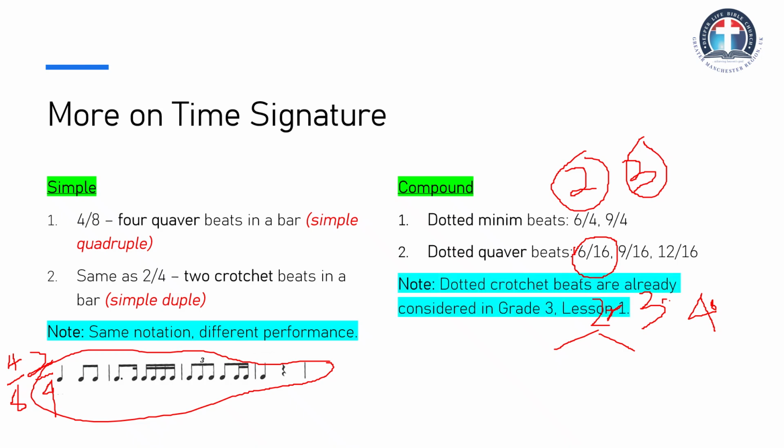Lastly, on this point, we've looked at dotted crochet beats already. That's why we're not considering it here again. We've already considered that in grade 3. So the only thing now is that there are dotted minim beats and there are dotted quaver beats, and the principle is fundamentally the same.